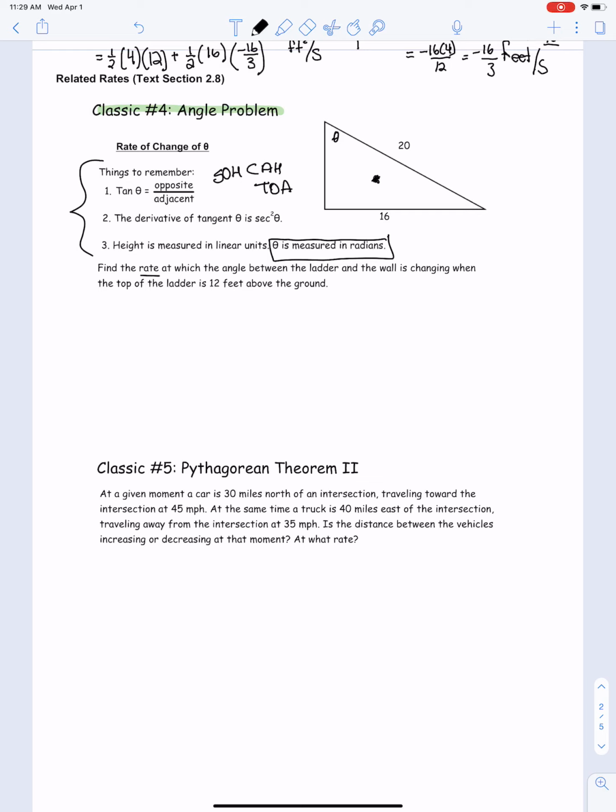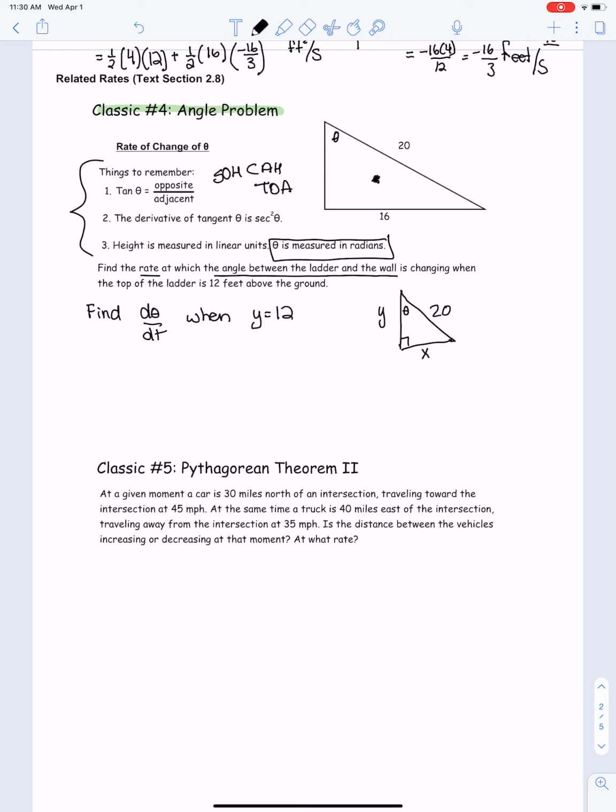So find the rate, so find a derivative, at which the angle between the ladder and the wall changes. So find d theta/dt when the top of the ladder is 12 feet above the ground, so when y is 12. So same diagram as we had before, it's referring to the same information. This is x, this is 20, and our theta is here. So I need an equation. I have information about d theta/dt, I have information about y.